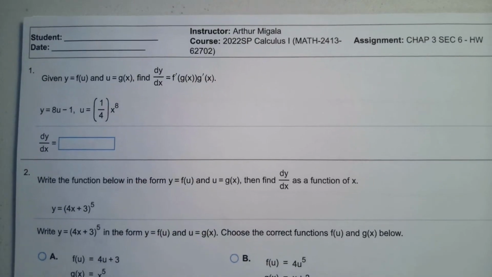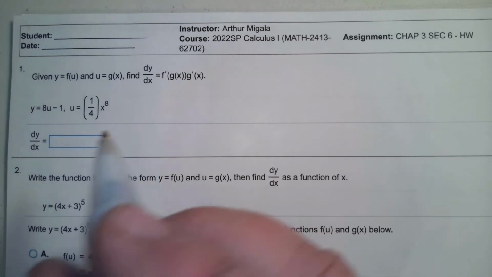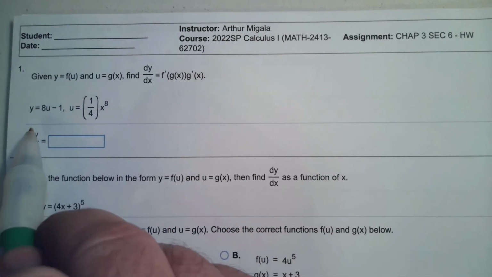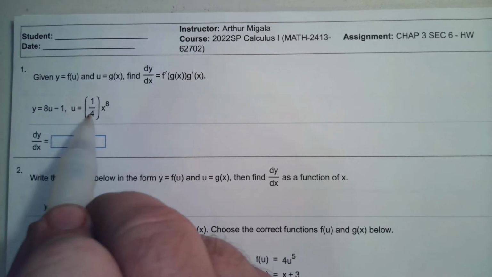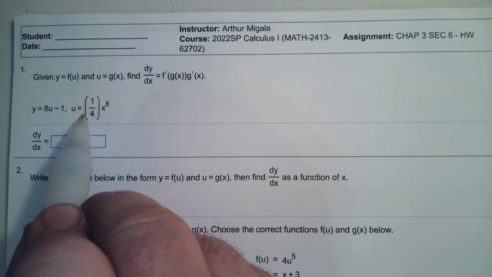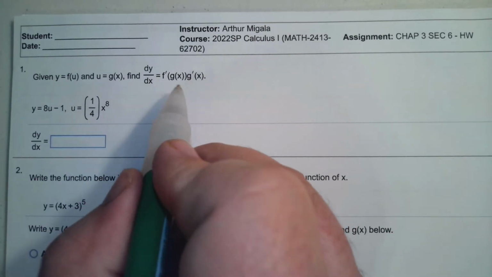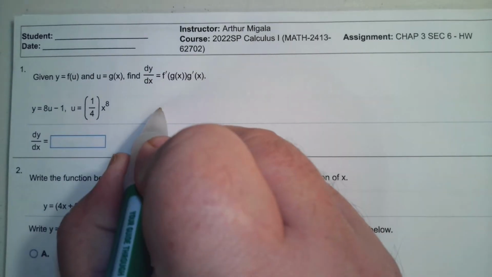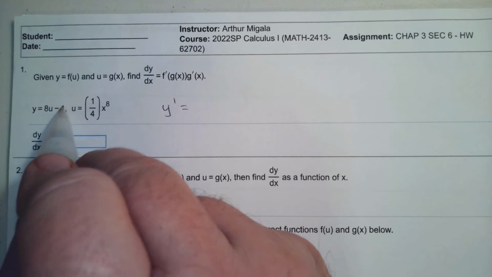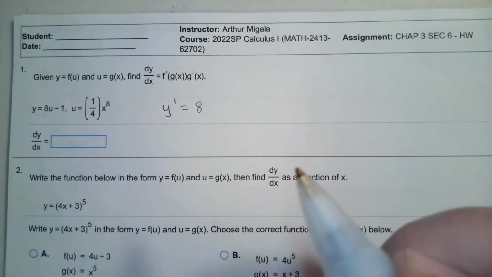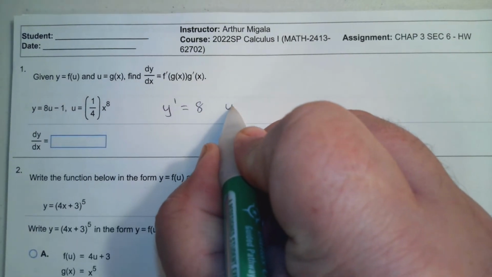Chapter 6, question number 1. All right. Another way you look at this. Here's the outer function, 8u minus 1, and there's the inner function. So what we really have to do is, according to this, take the derivative of the outer function with respect to u, so 8u minus 1, so it's just 8. Now, since that's the inside, take a derivative of the inside.